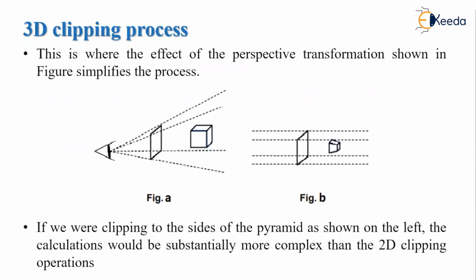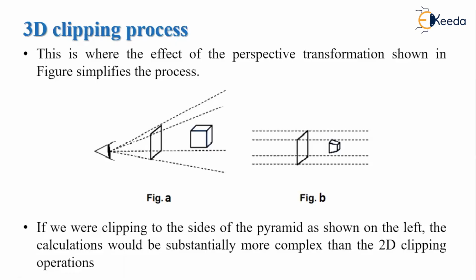Now, how does this clipping process occur? This is where the effect of perspective projection, shown in the figure, simplifies the process. See these two figures here. This is the effect of perspective transformation, and this is the effect of parallel transformation. Suppose this is a camera and this is the window from which we can see the object. Whatever part of that particular object is visible, we have to keep, and the part which is not visible, we have to clip.